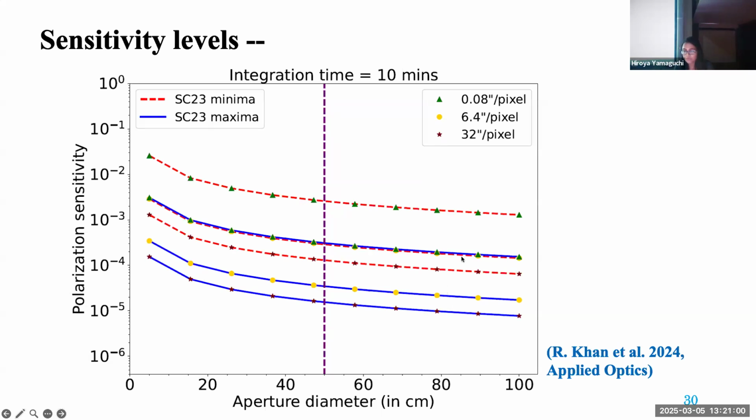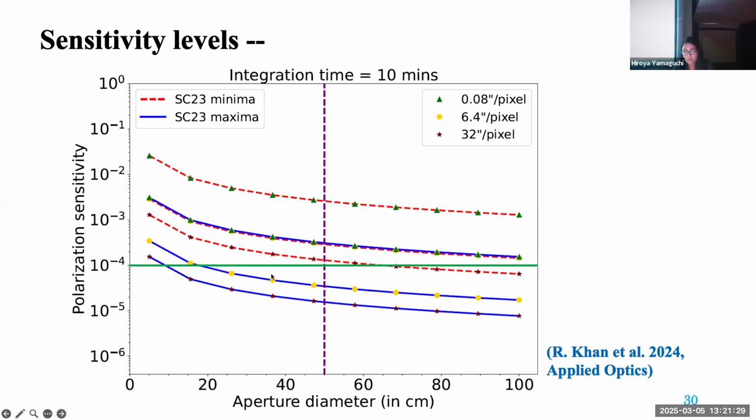In this study, we also considered different spatial samplings and how that changes the sensitivity. We can see that to reach better than 10 to the minus 4 signals, we need to go to higher spatial samplings, maybe better than 6.4 arcsecond per pixel. That would be enough for the maxima phase.